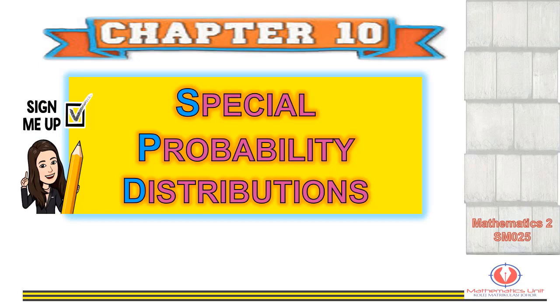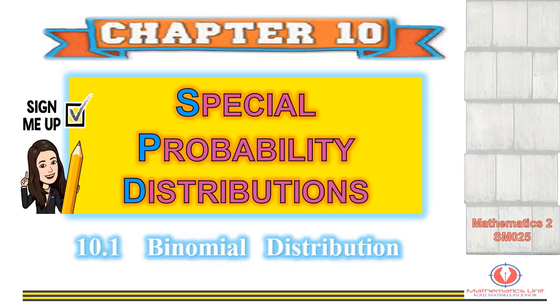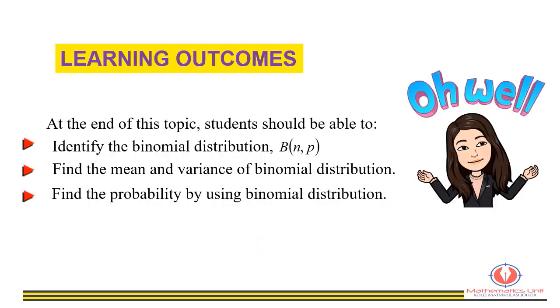In this video, we are going to learn the binomial distributions, which is one of the most well-known discrete probability distributions. First of all, students have to learn how to identify the binomial distributions. Second, they have to know how to find the mean and variance of binomial distributions. And finally, they have to find the probability by using the binomial distributions.